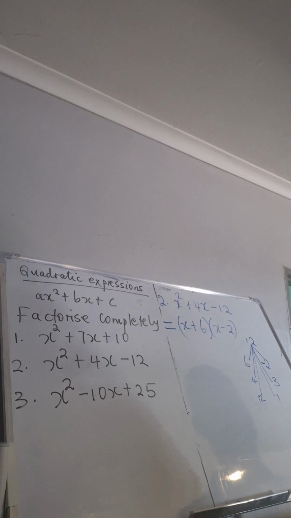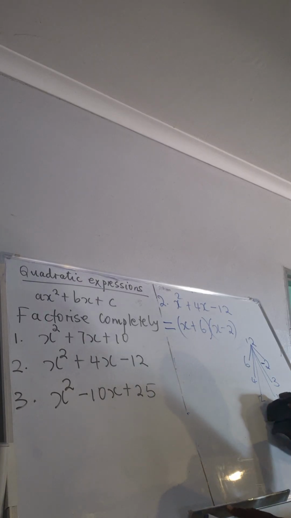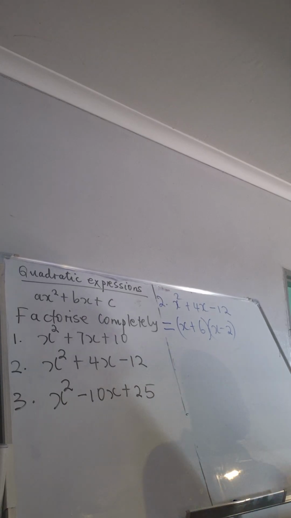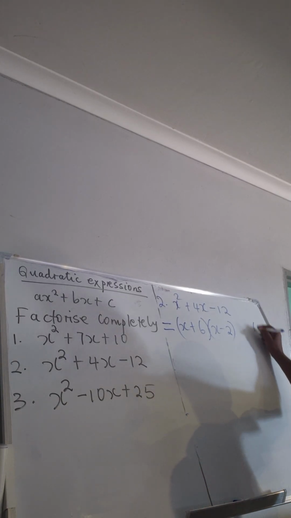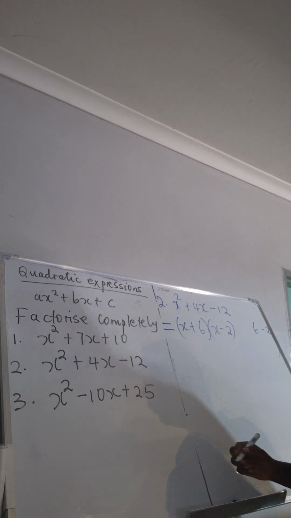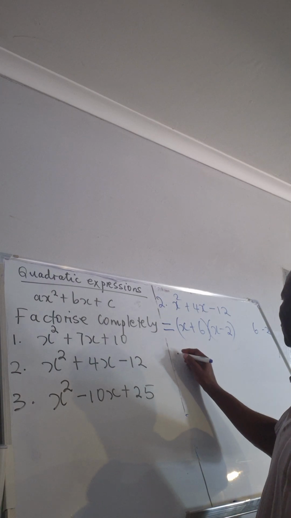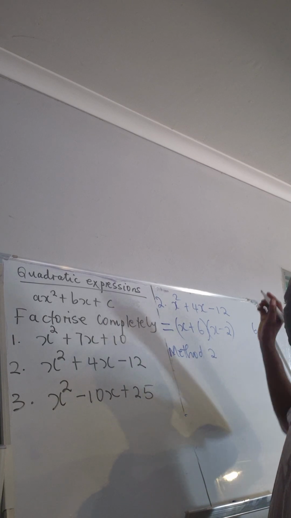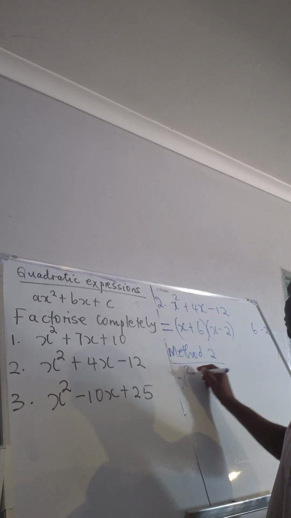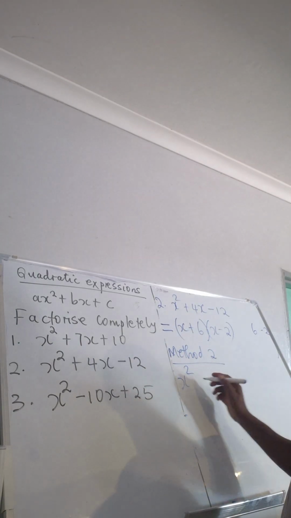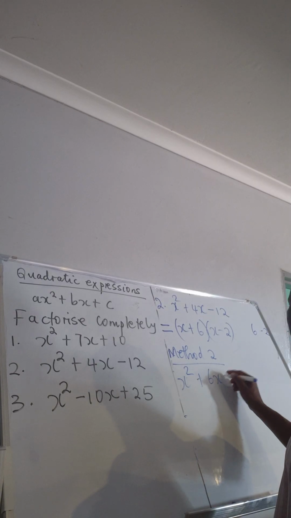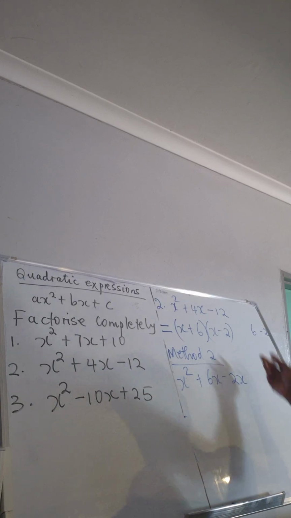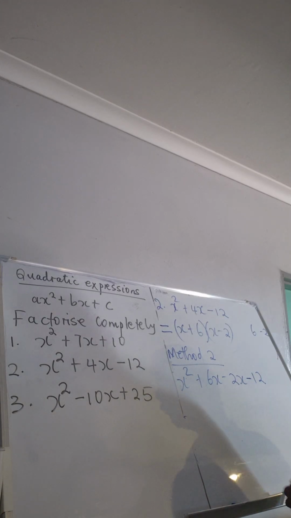Right, method number 2. We have seen that our factors are 6 and minus 2, that will give you 4. So in method number 2, you are going to break 4x into 6x minus 2x. 4x is equal to 6x minus 2x. Then we have minus 12.